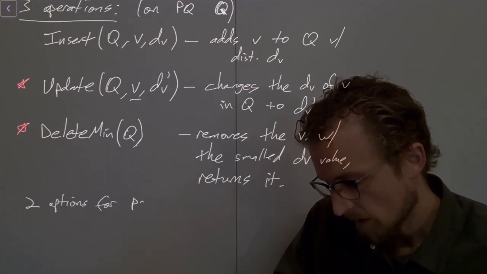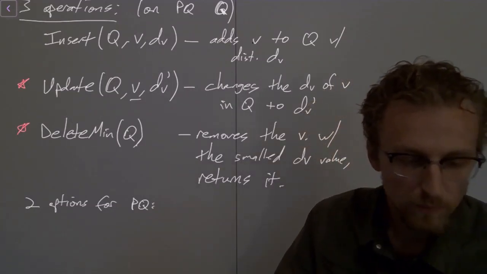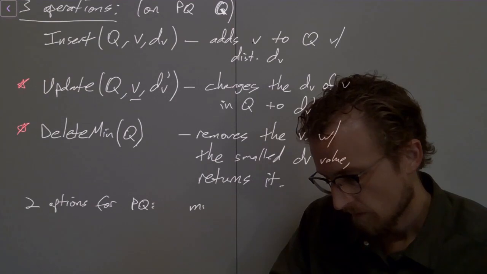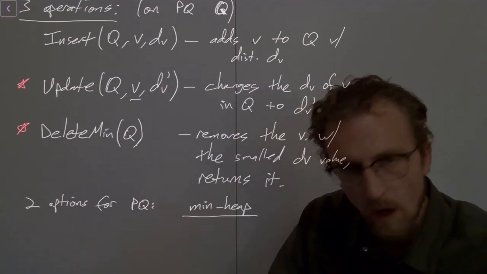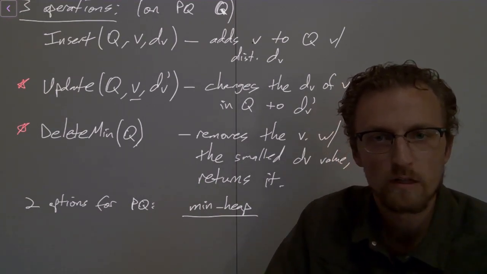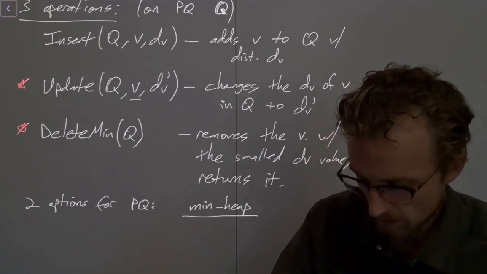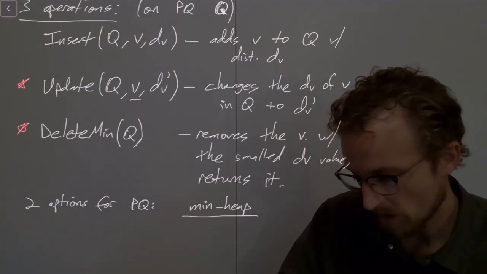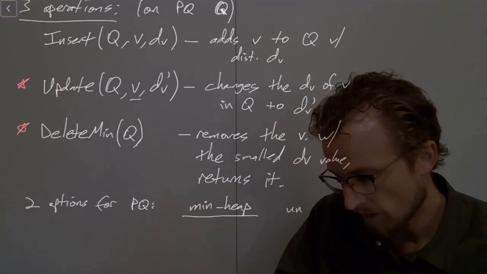For the priority queue, we can either implement it as a heap, a min heap, and perhaps I'll go over how a min heap works in the synchronous session. If you want to know sooner, go look it up. It's a valuable thing to understand. So we can either implement it as a min heap or as an unordered array.